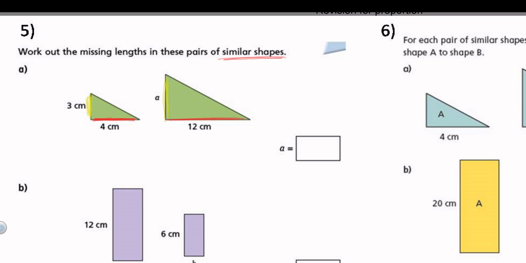Now have a look at the bottom sides. Remember, we've got 4 centimeters and we've got 12 centimeters there. Now 4 times something to give me 12. 4, 8, 12. So it's times by 3. That 3 is called the scale factor.